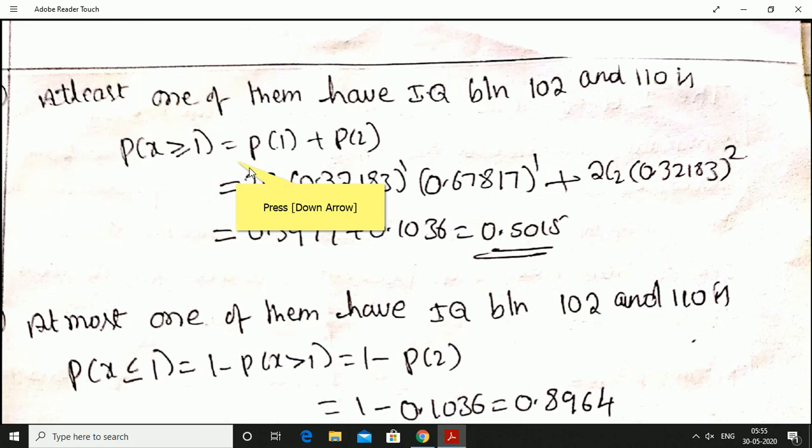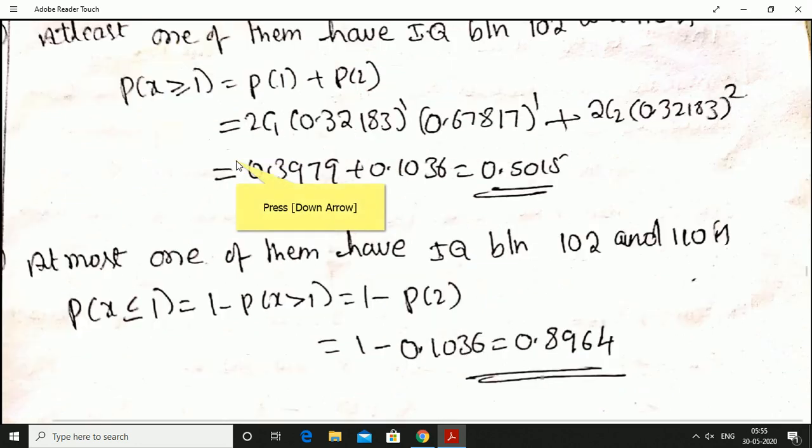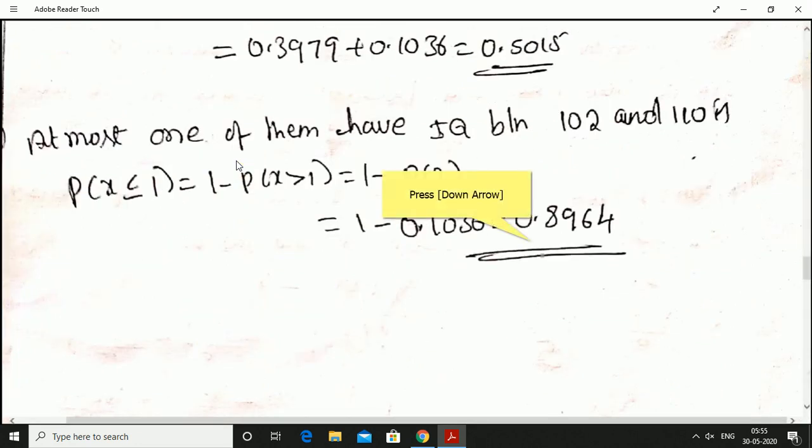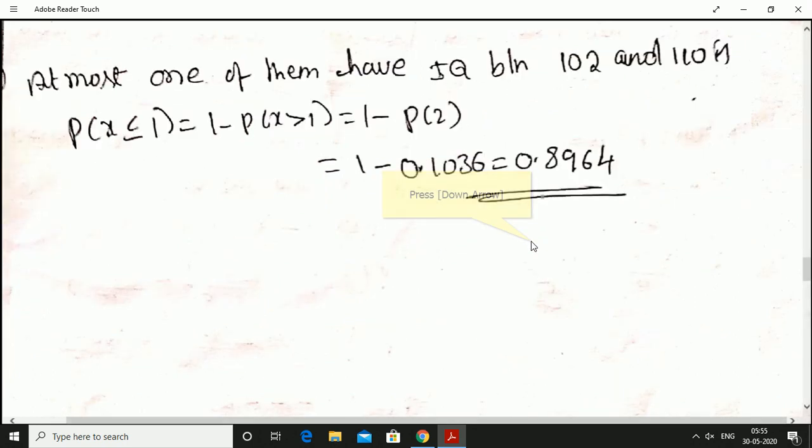Next is at most one of them has IQ between 102 and 110. At most means maximum 1, or less than or equal to 1. Probability of x less than or equal to 1. In a complement way, we can write it as 1 minus probability of x greater than 1. A value greater than 1 means it is only 2, because only 2 students are there. So 1 minus P of 2. The first case we already found the P of 2 value, substitute that value and simplify it. It comes out as 0.8964. I hope you understand it.